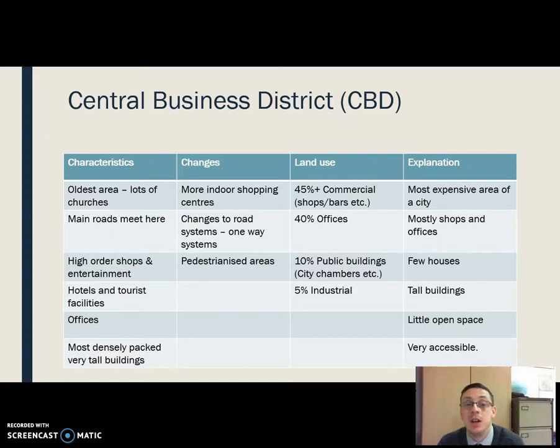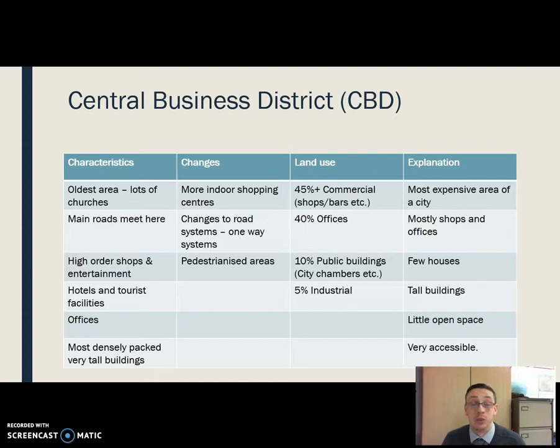access. Now, the next one is high order shops and entertainment. Now that phrase high order is a new one. What we mean by that is a high order shop is a shop that you are going to go to specifically to buy normally a fairly expensive or exclusive item. So you're talking electronic shops or top end clothing shops, furniture, things like that. These are shops that you would make a plan to go to. You wouldn't just pop into them on a whim.